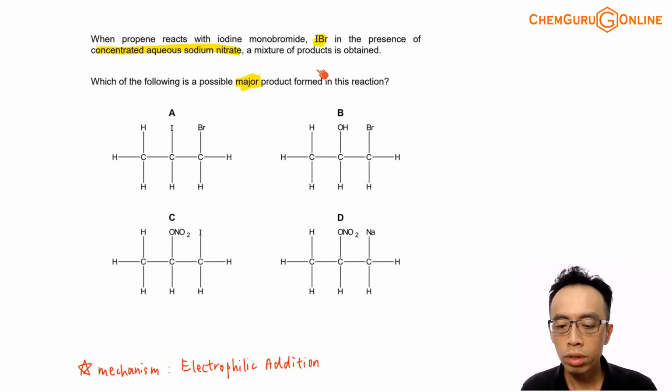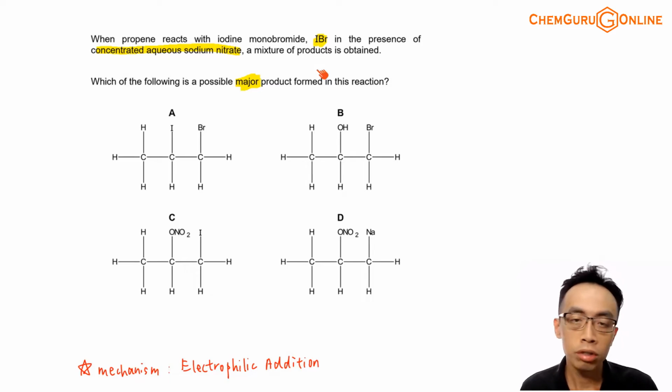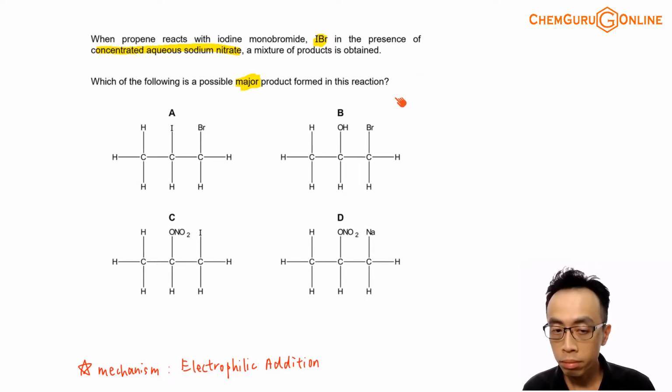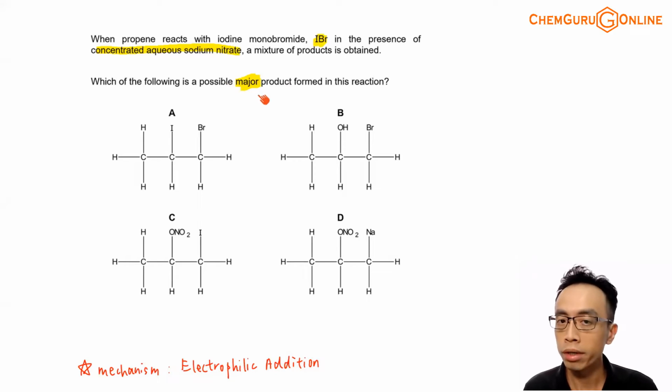Now, we should recognize that these reagents and conditions involving IBr in the presence of concentrated aqueous sodium nitrate are not in the syllabus. So therefore, what we have to do is use the mechanism of alkenes to deduce the products that are formed and of course determine which one is the major product. So this is actually an application question involving the electrophilic addition mechanism.